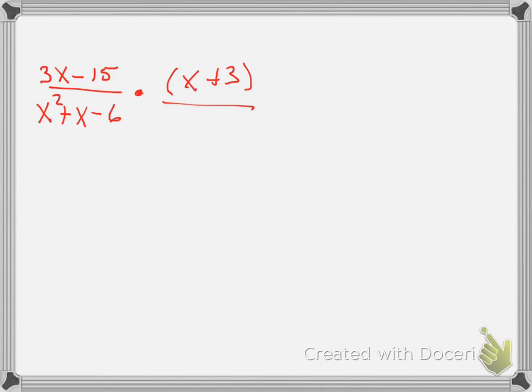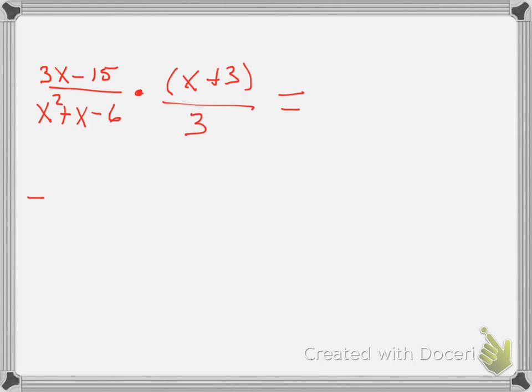Now, the same is not true when you multiply or divide fractions. Let's say that I had 3x minus 5 over x squared plus x minus 6, and I was multiplying that by x plus 3 over 3.